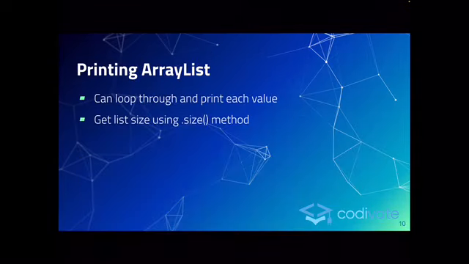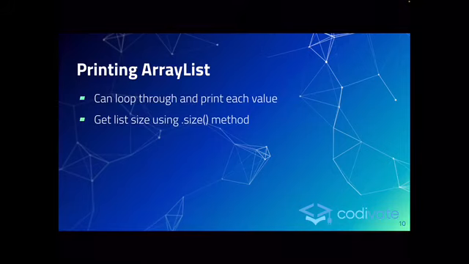So now let's look at printing an array list. One way to do this is that you can loop through the array list and print each value manually. This is useful in some cases when you want to, for example, output some certain text with what you're printing.